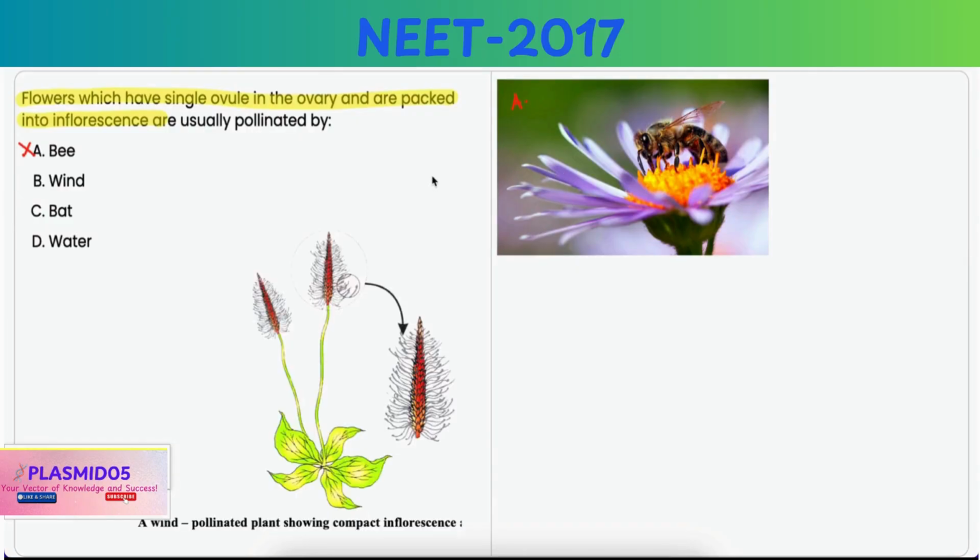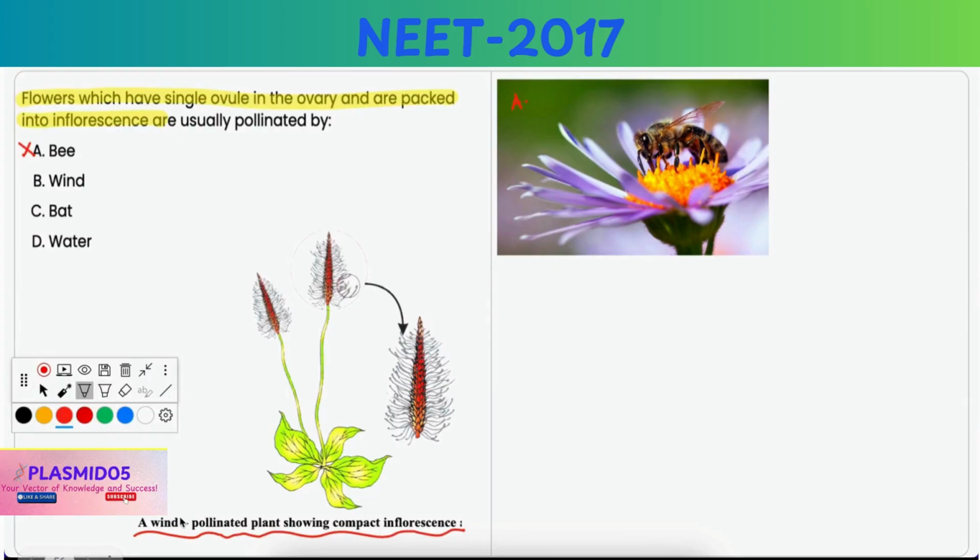Option B, wind. Now, flowers with a single ovule in the ovary and densely packed into inflorescence are usually adapted for wind pollination because these flowers are small, inconspicuous, and they do not have nectar or fragrance. Hence, it is the correct option.